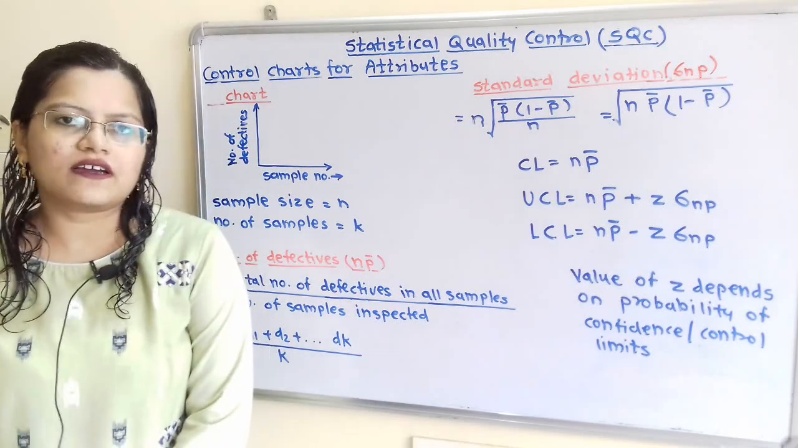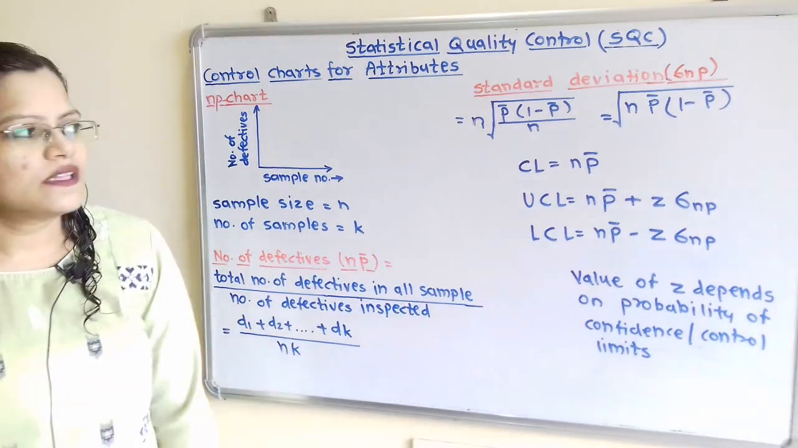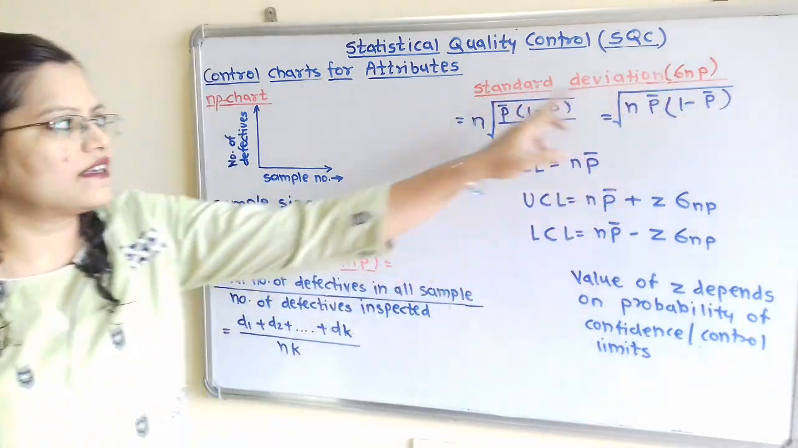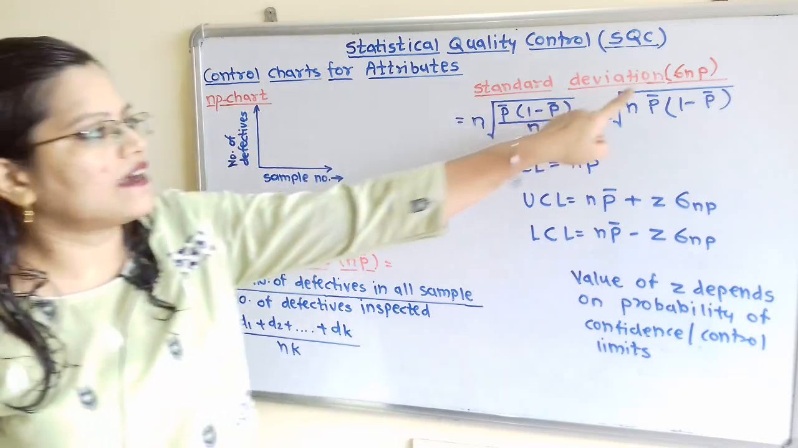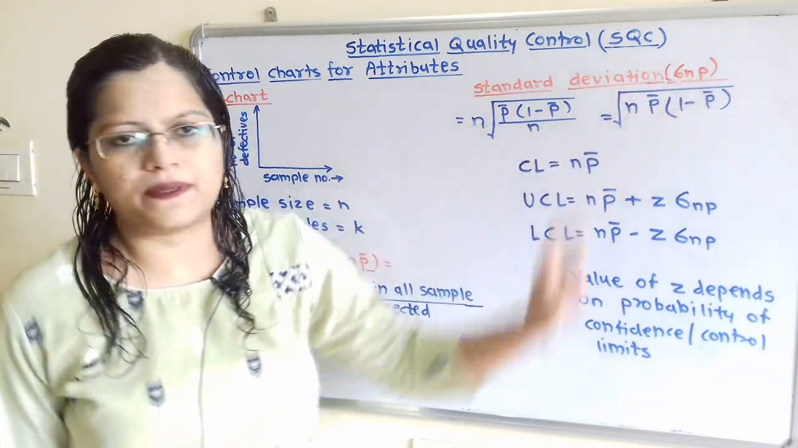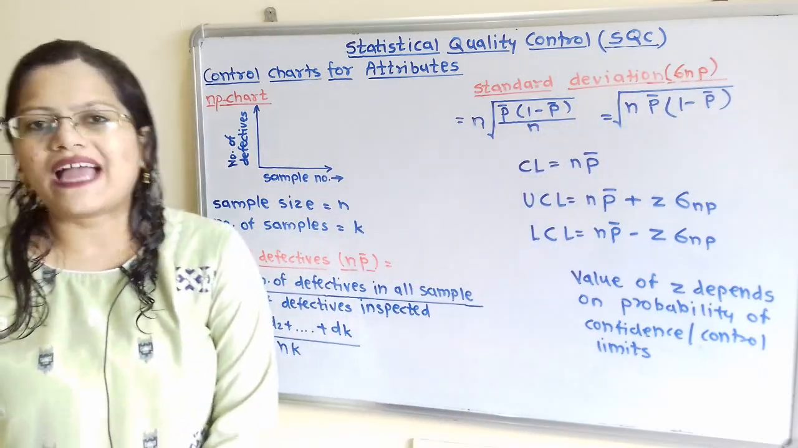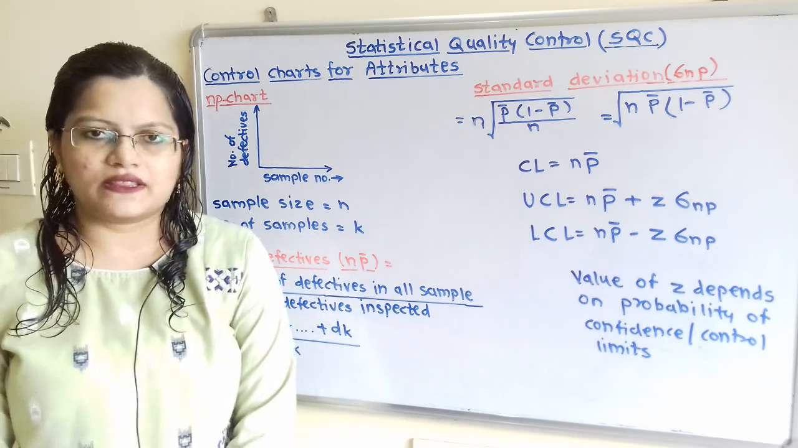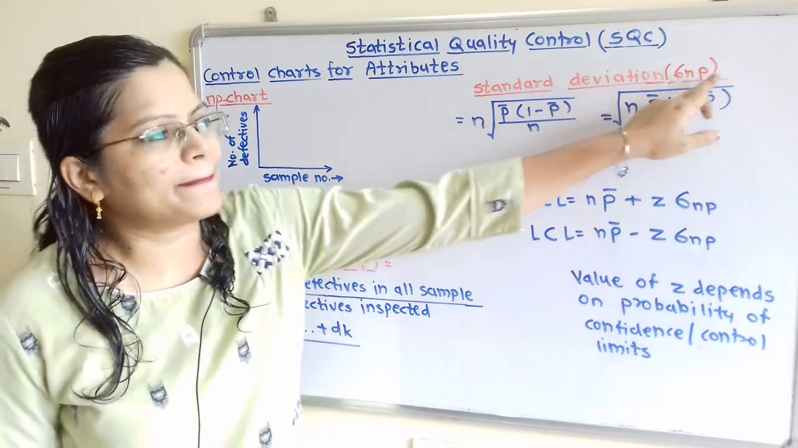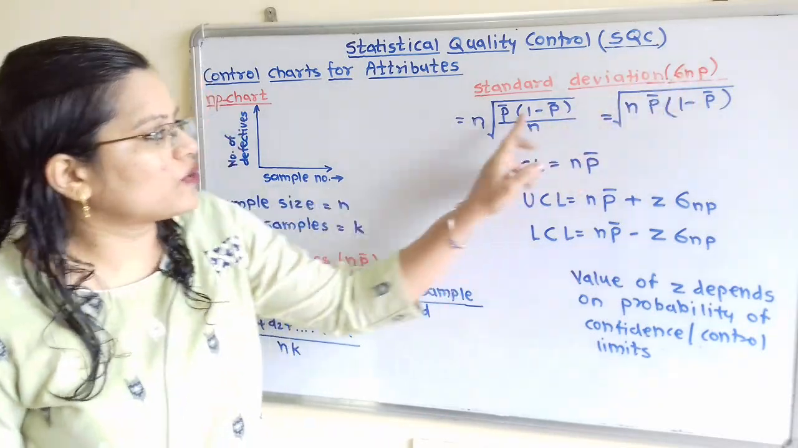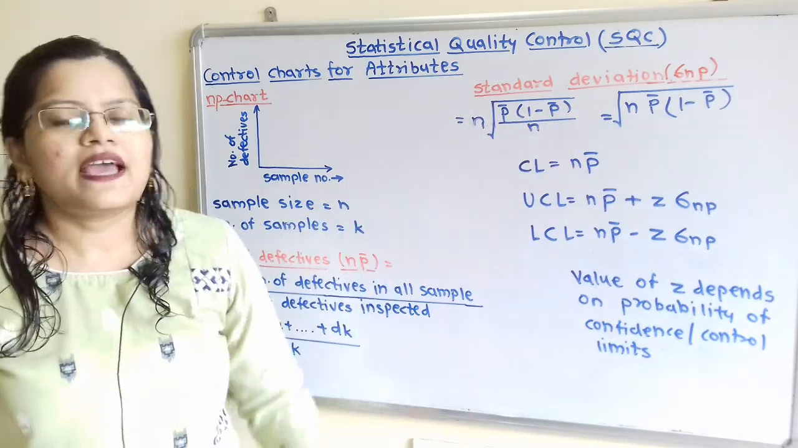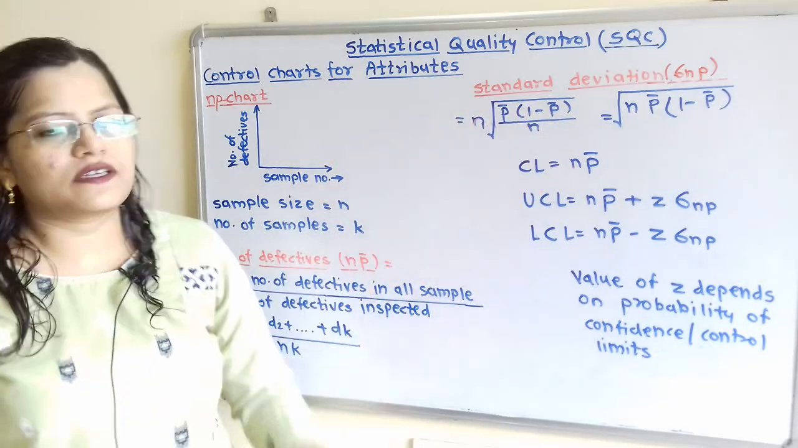So we have to calculate this NP bar by using this formula, and we have to plot the numbers on the vertical line. Now we will move to calculate the standard deviation, and the standard deviation for this NP chart is known as sigma NP. So how to calculate this? We just have to multiply n with the formula of sigma p. The sigma p formula is the square root of p bar into 1 minus p bar divided by n, and we just multiply here with n.